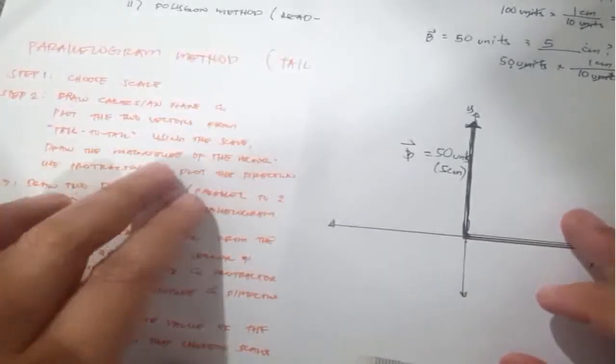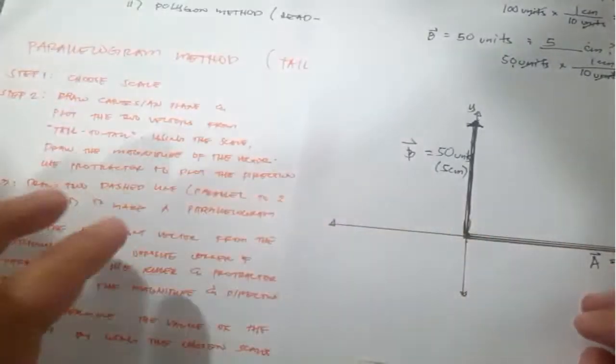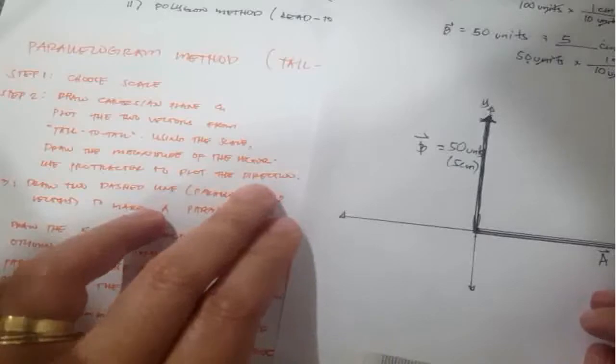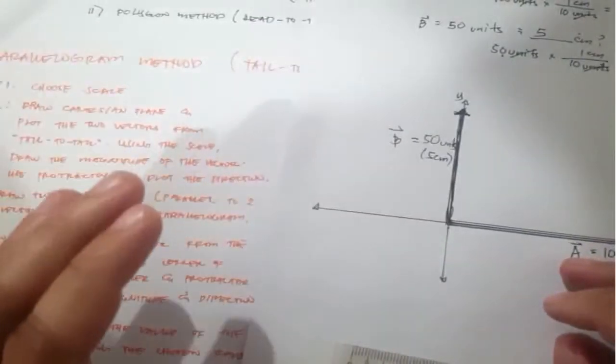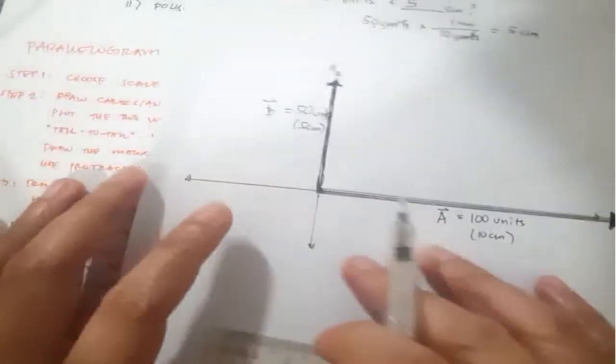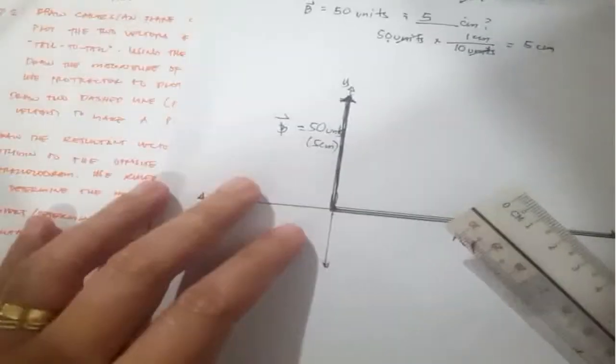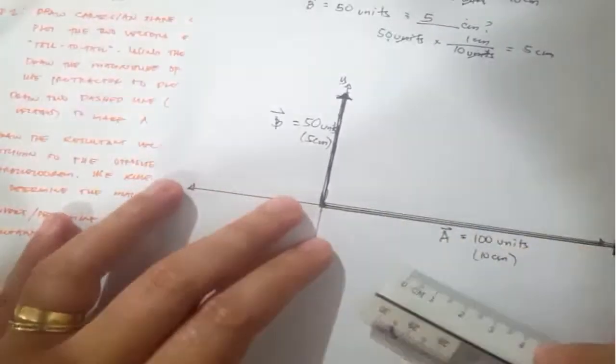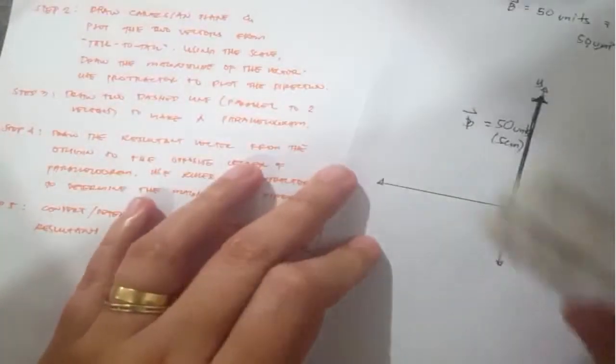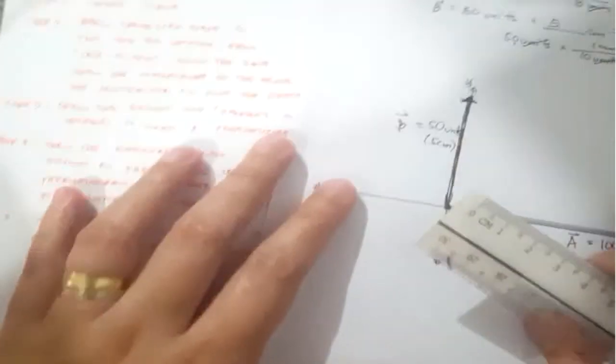So using the scale, draw the magnitude of the vector. I've also done this. And use a protractor to plot the direction. It happens that our direction is along the x and y axis, that's why we don't need to use the protractor. But for other examples, we need to use the protractor to indicate the direction of the vector. Okay. And then after that, we need to draw the dashed line parallel to the vectors to make the parallelogram.